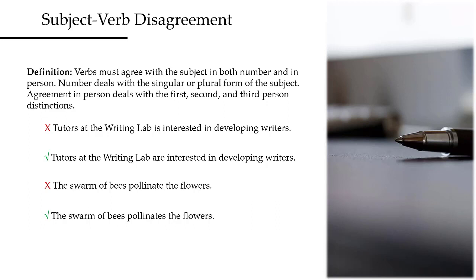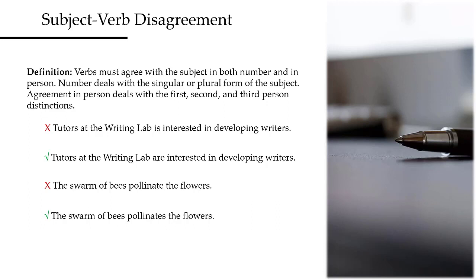The second example is similar. The swarm of bees pollinate the flowers. This one is a little bit tricky because it looks like bees is our subject. Bees pollinate would be correct. But if you look more closely, the subject is actually the swarm of bees. In this case, bees is just modifying swarm. So the swarm of bees pollinates the flowers.